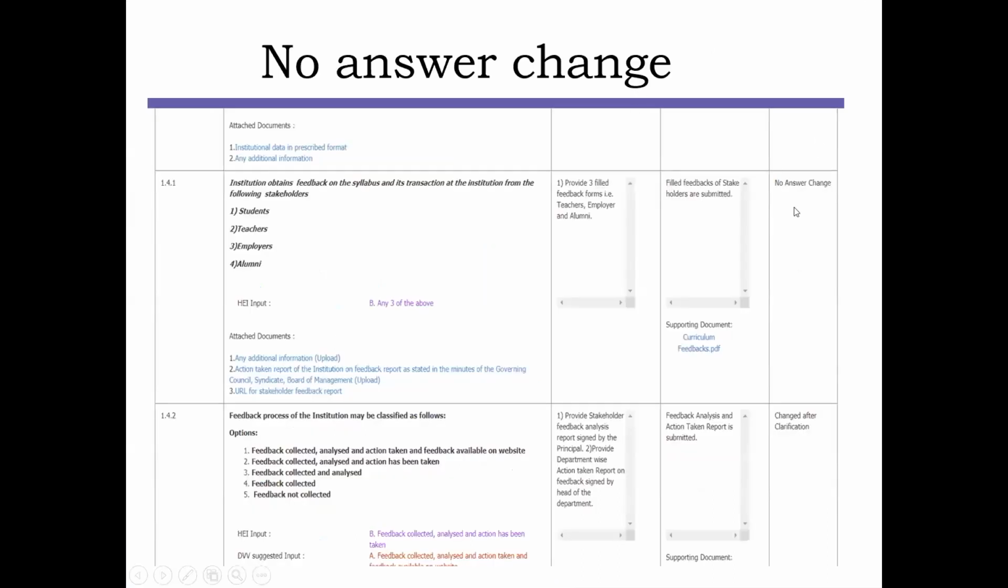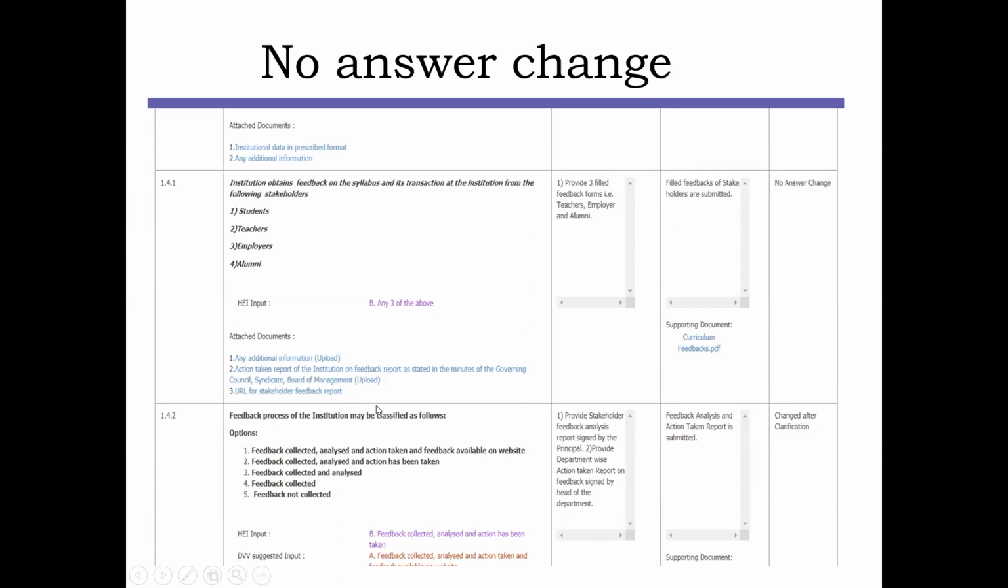This is an example of no answer change. Any three, that was the supporting input by the institution. They uploaded supporting documents; here they provide three filled feedback forms. The institution had filled them up, the partner might have gone through them, and other supporting documents are also here. So on the basis of these supporting documents, the input is considered as final. That means no answer change.